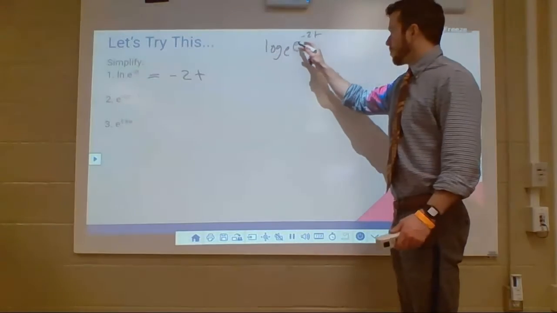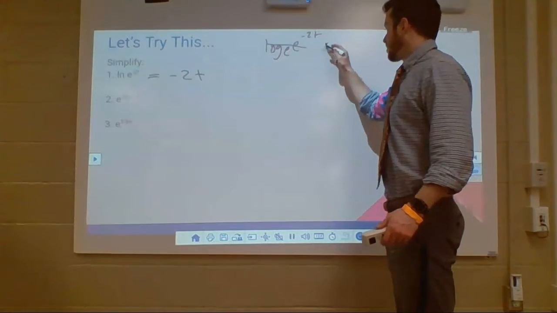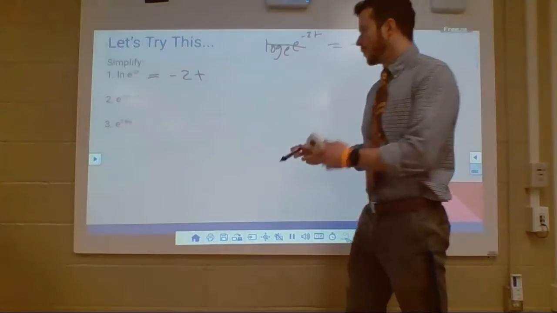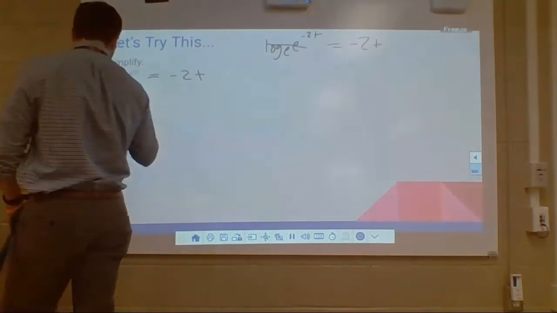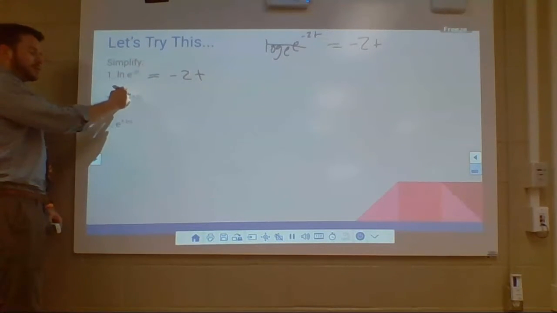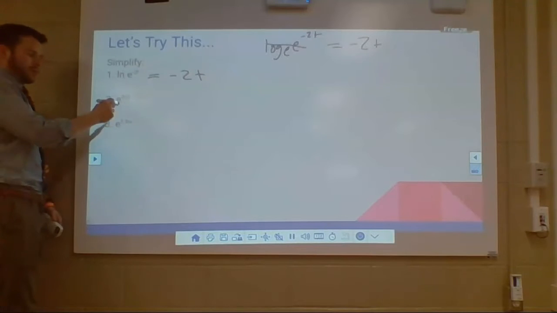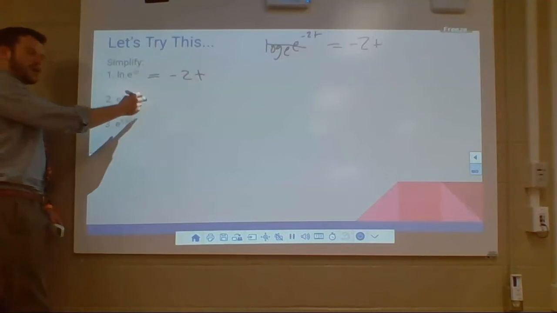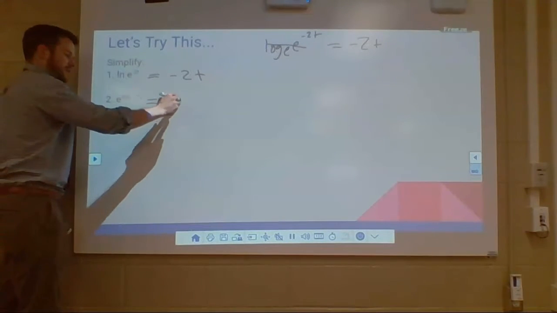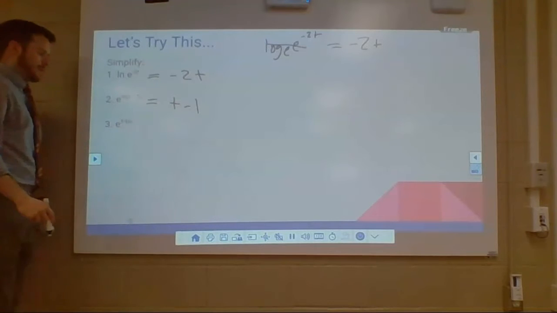Well, inverse property, all that's just going to end up canceling out. You're just going to be left with negative 2t. Okay, so now let's look at number 2. e to the natural log, or ln, right, the natural logarithm, t minus 1. Well, inverse properties, natural base and natural log, they're going to undo each other, and all you're going to be left with is t minus 1.